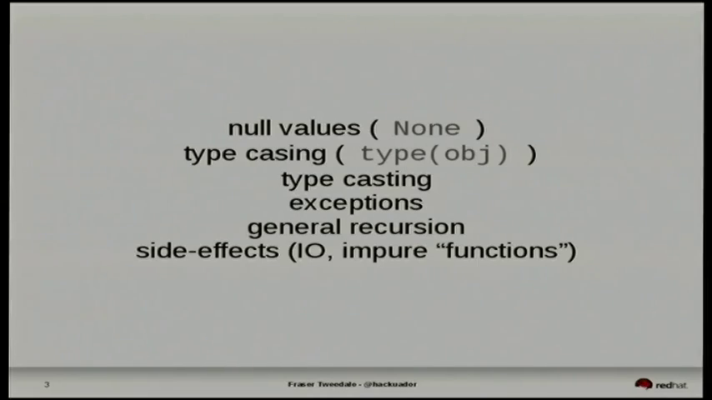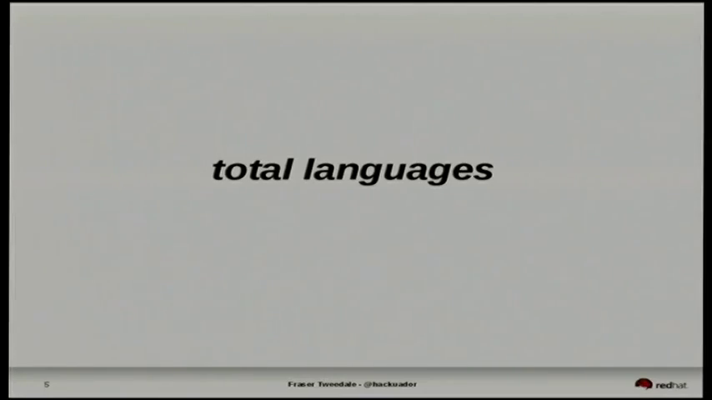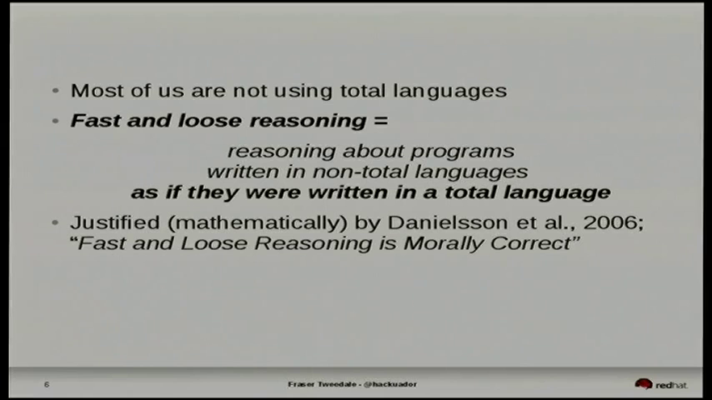We are a bunch of galahs that just keep on using nulls, typecasting, exceptions, non-substructural recursion, and functions that aren't actually functions. These can be called escape hatches, but I think a better name is traps. Total languages are a class of languages that don't have any of those, and every single function and program terminates nicely. Unfortunately, most of us are not using total languages. Even Haskell has exceptions and general recursion.